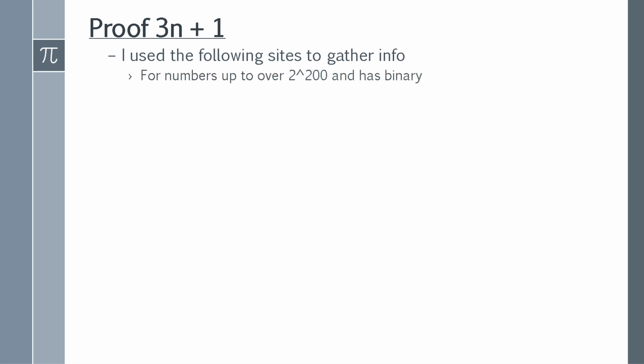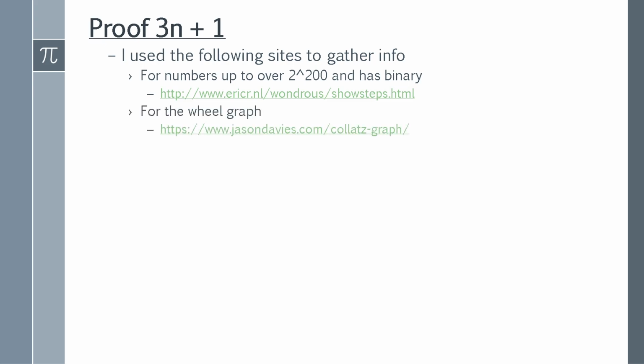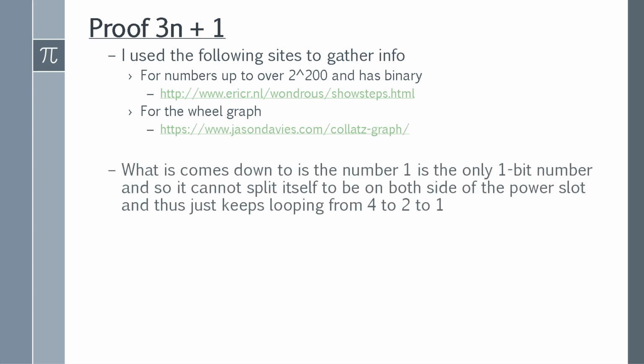And the website I use for this, if you want to play with numbers up to over 2 to the power of 200 and it has a binary, you can go to this website and you can see the steps, and it's the one that gives you the maximum number, the glide, and the end. And for the wheel graph, I went to this website to pull that.